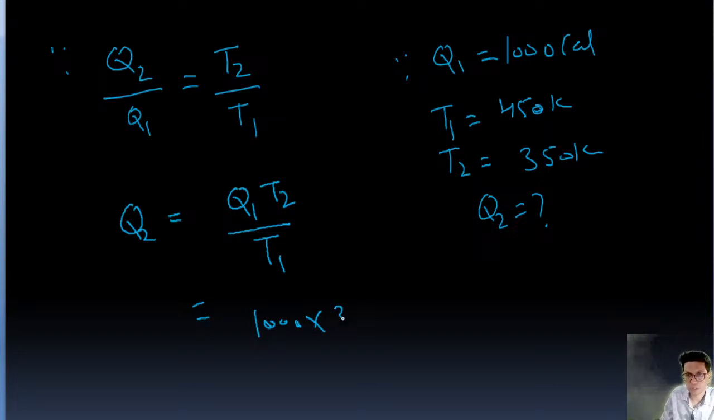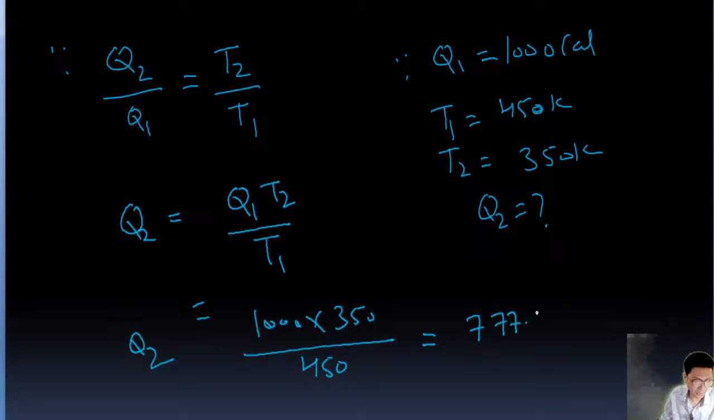Here, T2 is 350, 350 upon T1 is 450, right? So this value is going to be 777.7 calories. So this much of heat is rejected to the sink. Okay, so this is the answer, guys.